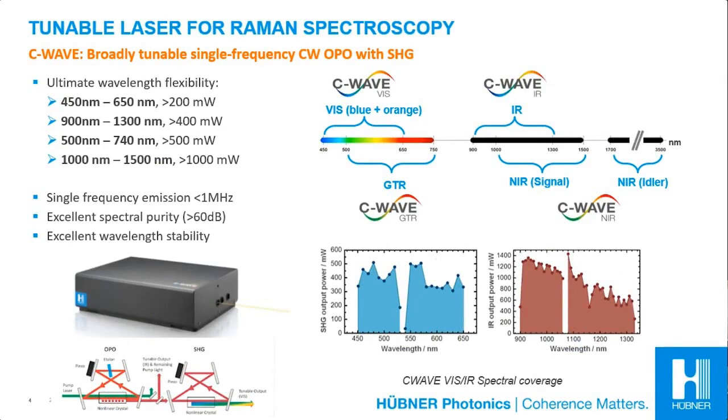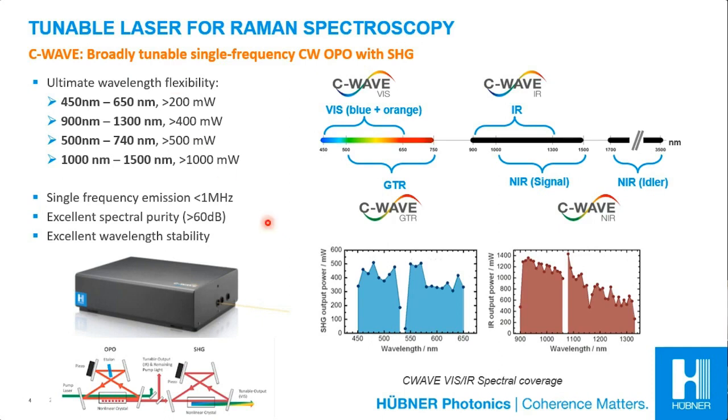And as an alternative to multiple laser lines and laser combiner solutions, Hübner Photonics can also offer a very unique, broadly tunable single frequency laser source. It's called the C-Wave and is based on CW or continuous wave OPO technology with frequency conversion. It is available in 2 models that together cover the full spectral region from 450 nanometers in the visible up to 1.5 micrometer in the near infrared. It is broadly tunable, has a line width of less than a megahertz, and very good spectral purity at all colors. So it's really an excellent source for advanced Raman spectroscopy, especially for resonant Raman spectroscopy, where the illumination has to be carefully tuned in to trigger resonance effects in the material.